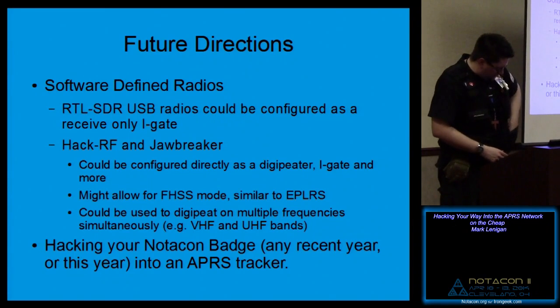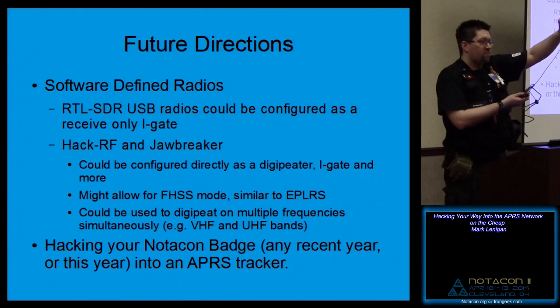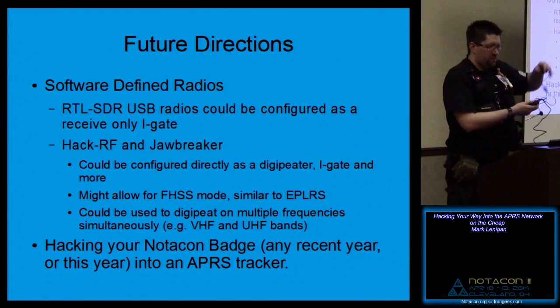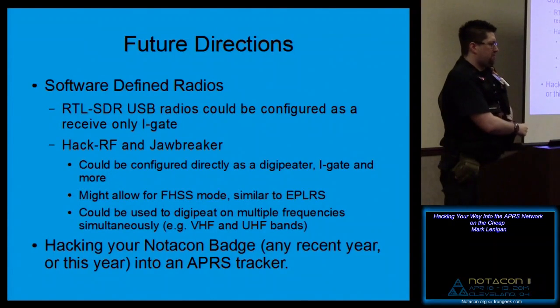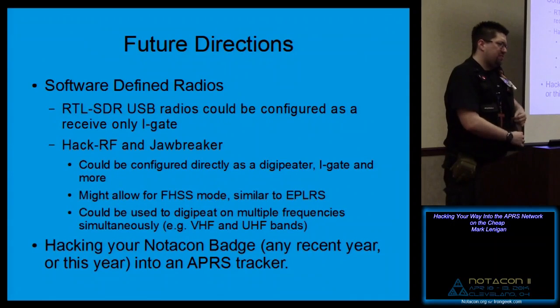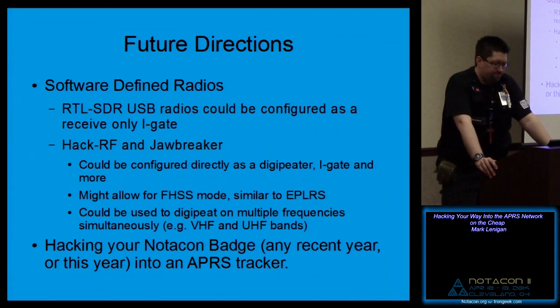Let's see here. These are what I'm talking about. This guy here. And you can get these online for about $25, $30. And it's a software-defined radio that can receive from, I think it's 50 megahertz to like 1.7 or 2.2 gigahertz, depending on the model. So for $25, it's a pretty neat little device that'll do that.